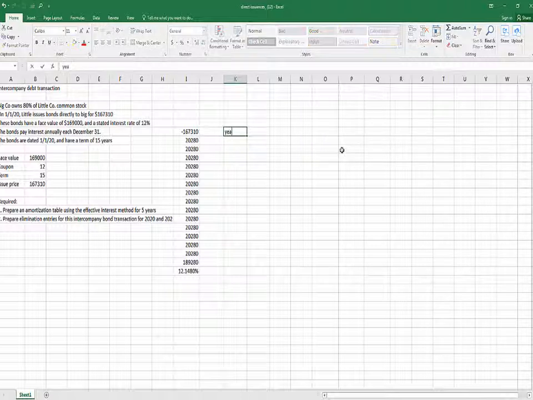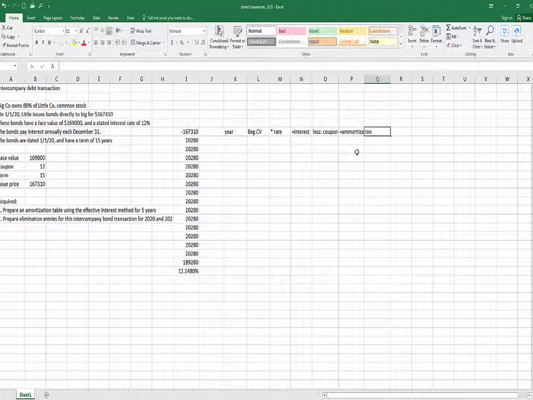Now let's do our amortization table for the first 5 years. So what do we have? We have the year, we have the beginning carrying value, times the effective rate, equals the interest, revenue for the bond buyer, expense for the bond issuer, minus the coupon interest, and the remainder is the amortization. And just to round things out, let's go ahead and have a column for the ending carrying value.